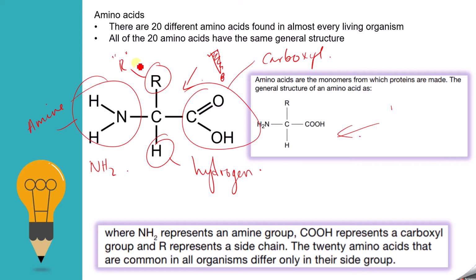The R group can be anything, literally anything. Usually we're just substituting the R for anything which is really long or complex. And this R group is what differs between each amino acid. Otherwise, every amino acid must have an amine group, a hydrogen, and a carboxyl group.